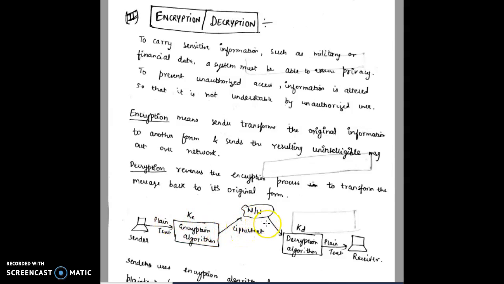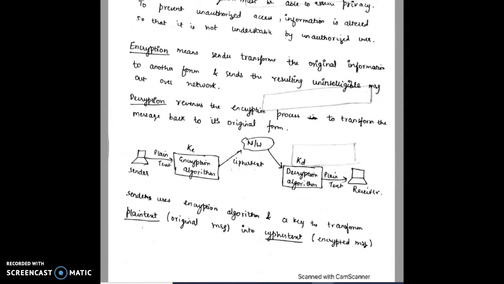Now this ciphertext will be sent over the network. So if anybody hacks your system, they won't be able to understand it. Then at the receiver end, you have a decryption algorithm, which is the reverse of the encryption algorithm, and a decryption key similar to the encryption key. Using these two, you convert the ciphertext to plain text, which is read by the receiver. This is the whole process of encryption.